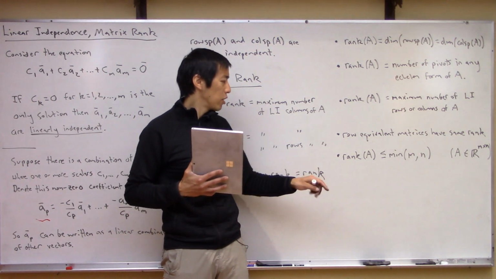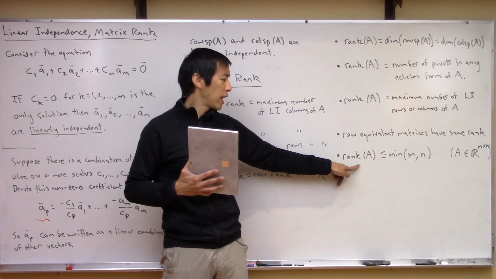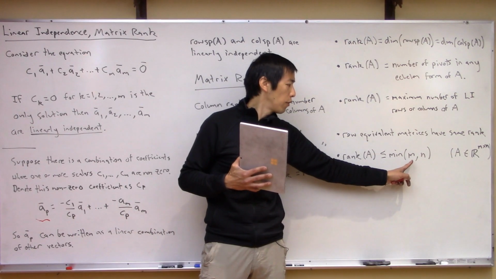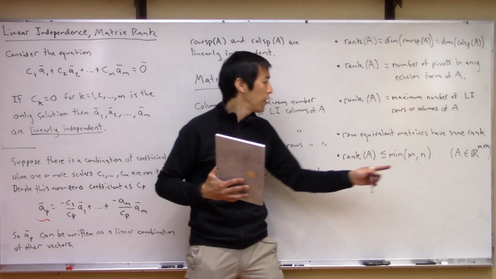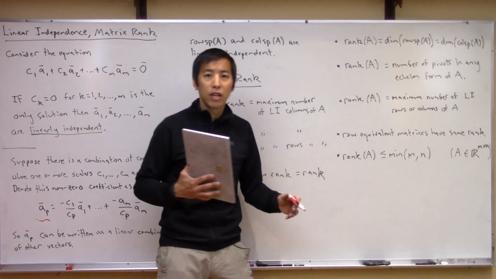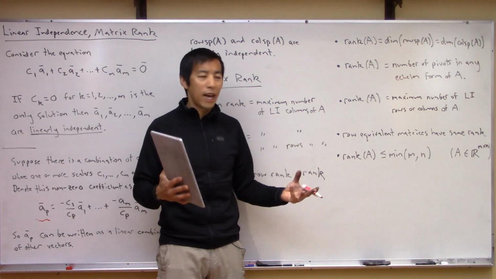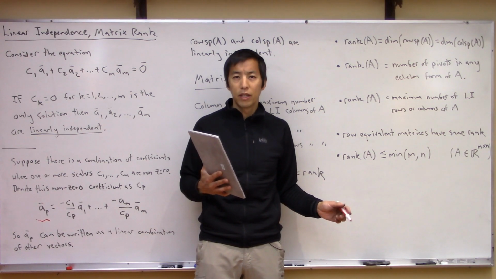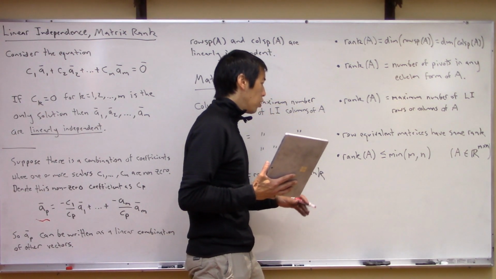And then lastly, the rank of a matrix A has to be less than or equal to the minimum of the number of rows or the columns. So if you have an m by n matrix, the most rank you can have is the smaller of the number of rows or columns. That's basically what we end up with.